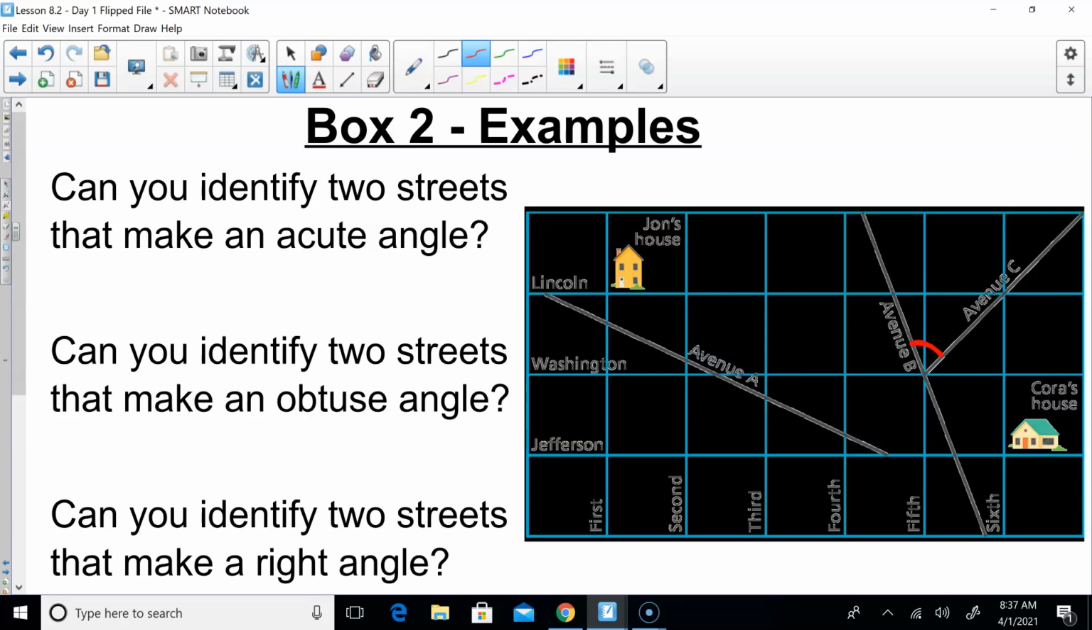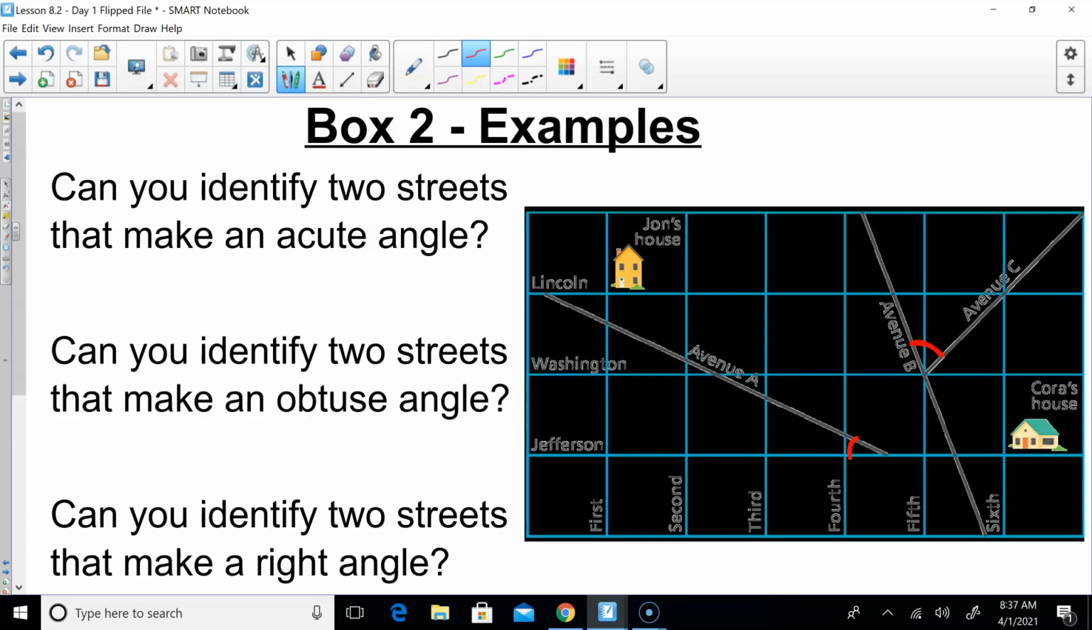And where else might there be an acute angle? How about where Avenue A and Jefferson meet? Right here looks like there's another acute angle. So those would be two acute angles. We got those checked off.